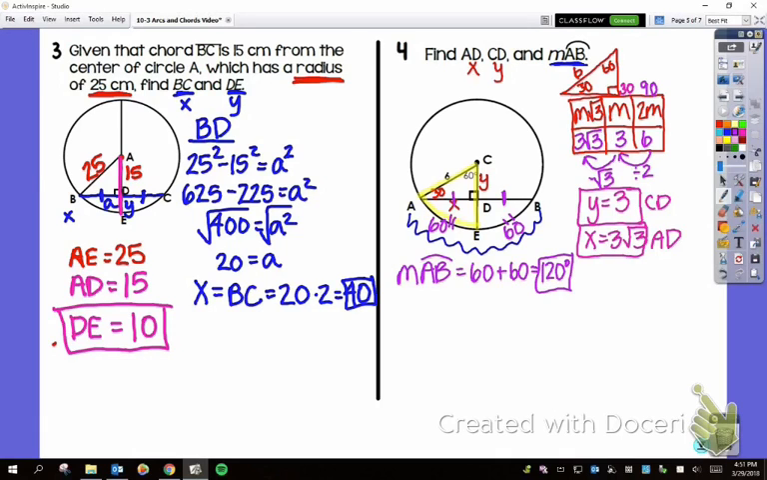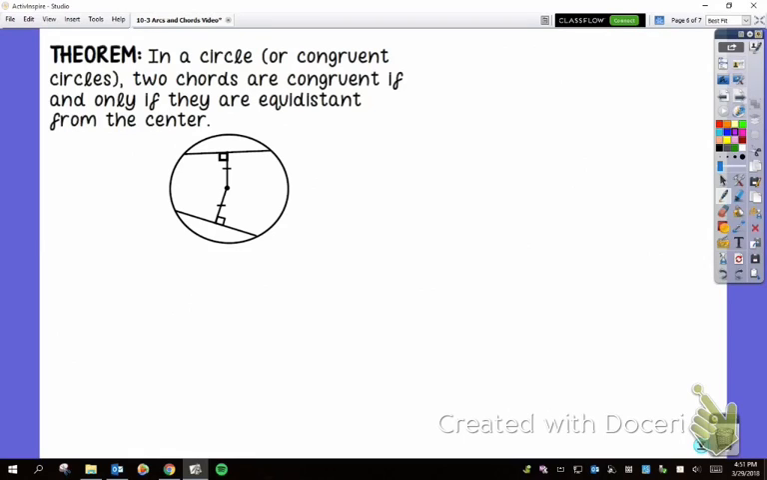Okay, our last one, we are still going to have triangles. And this theorem says in a circle or congruent circles that two chords are congruent if and only if they're equidistant from the center. Okay, so if they're the same distance from the center point, then the chords are equal.